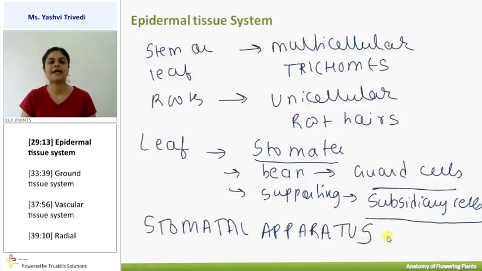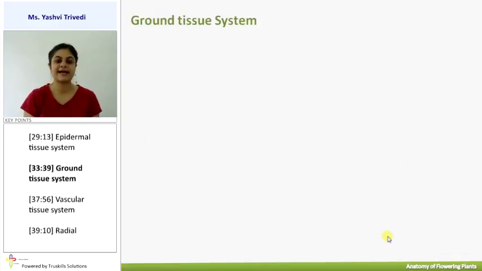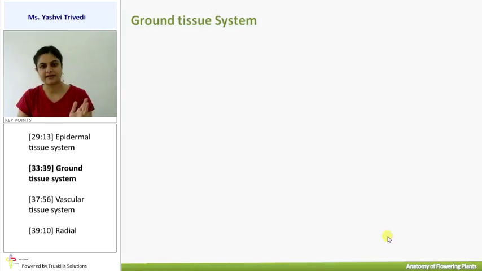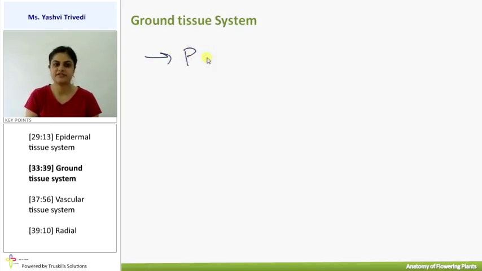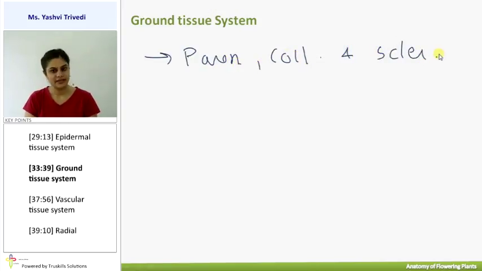So this is all about epidermal tissue system. Next is ground tissue system. Everything except epidermis, which was included in epidermal tissue system, and vascular bundles included in vascular tissue system, everything except that is included in ground tissue system. It is mainly made up of three types of cell, which is parenchyma, collenchyma and sclerenchyma. Okay, so let us see them.